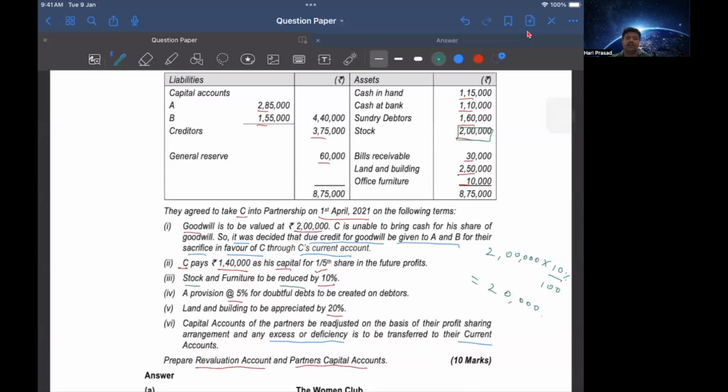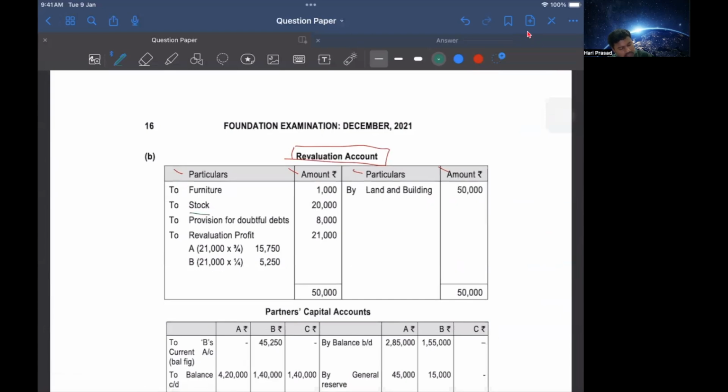If the asset value is decreased, that is a loss for the firm. If you buy an asset and its value decreases, that is a loss. If the value of the asset is increased, it's a profit. The firm is incurring a loss of rupees 20,000 due to the reduction in the value of stock. The concept of the revaluation account is that loss is debited. See, stock: revaluation account is debited by 20,000 due to reduction in stock value.